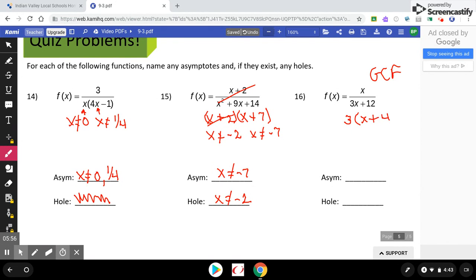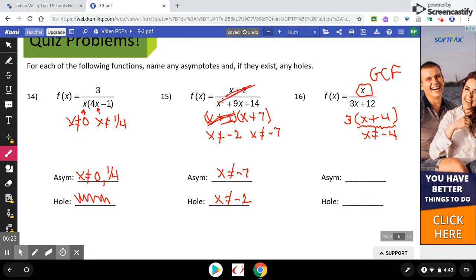If I do a GCF, I've got that. Bottom only is where the restrictions occur. I cannot have -4 for x, otherwise I get 0 on the bottom. So the question is, does it cancel or not? Well, this guy is a binomial. This guy is a monomial. You can't cancel them. I can cancel a binomial with a binomial like we did back here in number 15. I can cancel a monomial with a monomial, but I can't cancel those two guys.